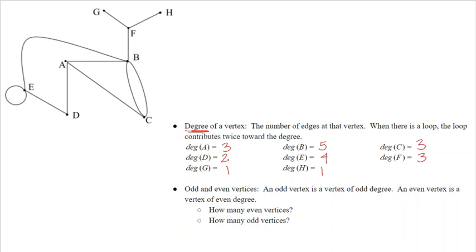Now, we can categorize them into odd and even vertices. An odd vertex simply has an odd degree. An even vertex has an even degree. So how many even vertices do we have? Well, that would just be D and E. So we have 2 even vertices and 1, 2, 3, 4, 5, 6 odd vertices. This would be D and E, and this would be all of the others.